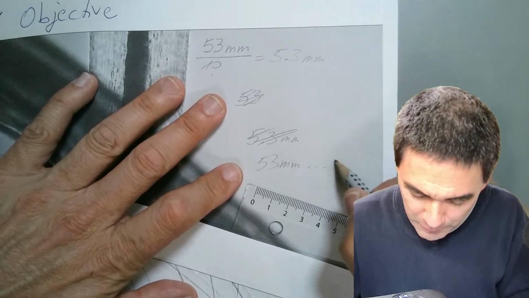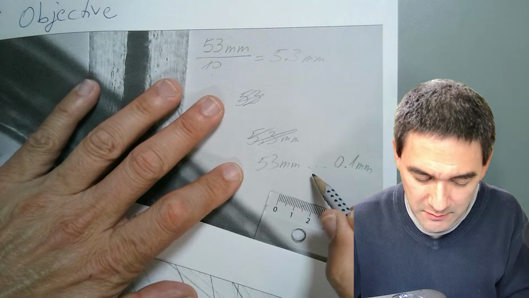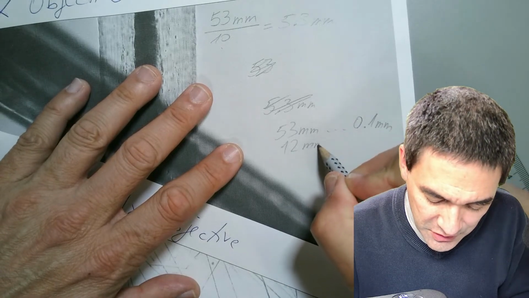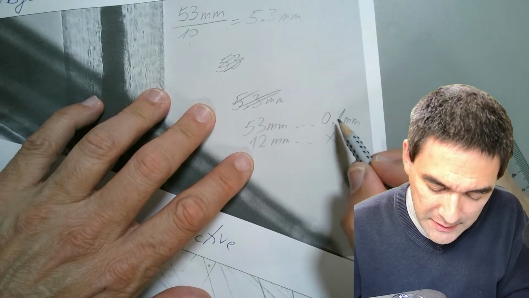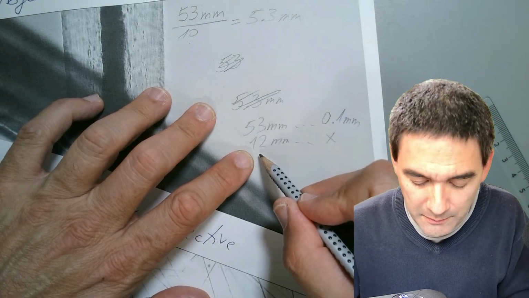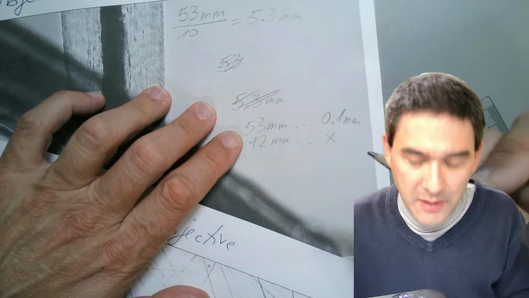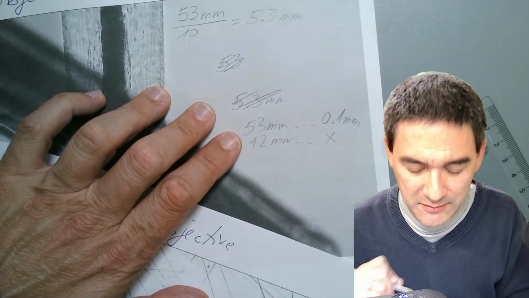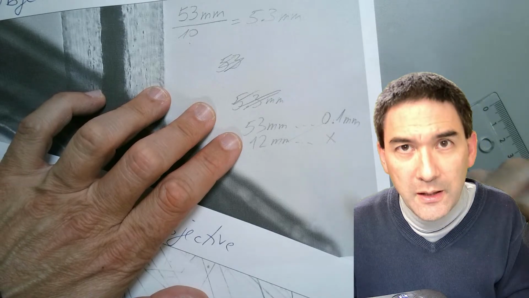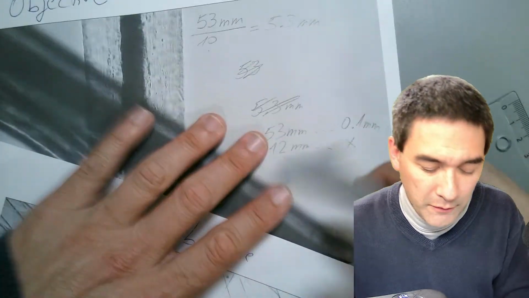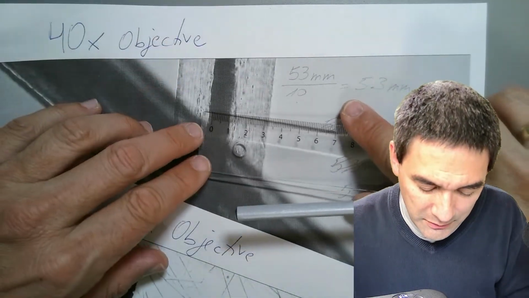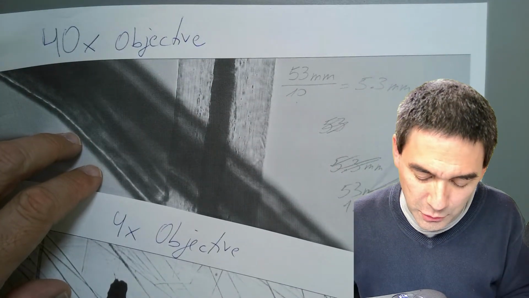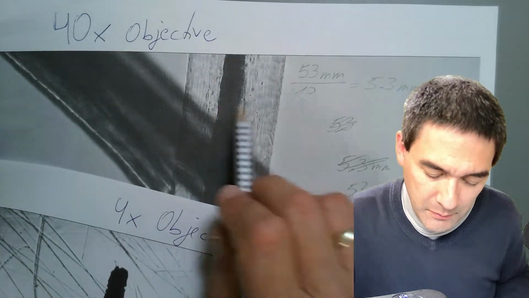This corresponds to 0.1 millimeter. This here is 0.1 millimeter. Then 12 millimeters corresponds to x. So we multiply 0.1 times 12, which makes 1.2, divided by 53. I don't have a calculator, right? We cross multiply this times this divided by this. So it's 1.2 divided by 53, and this is the diameter of the medulla here. It's approximately a quarter to a fifth of the width of the hair.